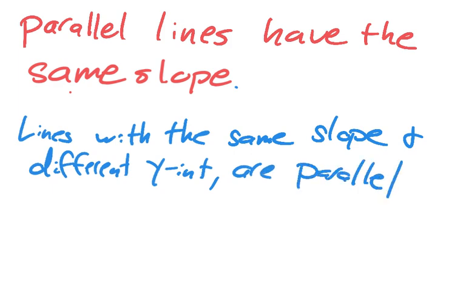So parallel lines must have the same slope. And if lines have the same slope but different y-intercepts, then they are parallel. Why did I have to add that about having different y-intercepts? What if lines have the same slope and the same y-intercept? Just the same line. So it can't be parallel to itself because it's the exact same line. So that's why I had to add that little extra bit. Questions there?